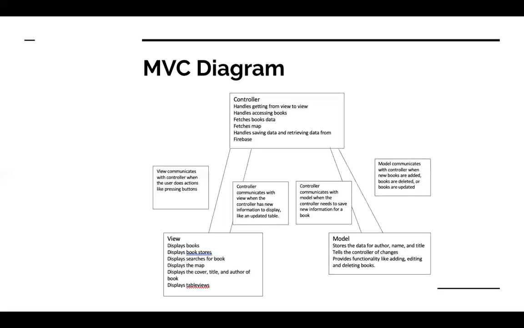So if we were to add a book, it would start in the view where it would display those UI text labels and the cover that the user selected. The user would select save. The controller would read in that data, pass it to the model, and the model would then update that Firebase. And then the model is going to tell the controller it updated that, so the controller can now update that table view on the view part so the user can see all of those books.